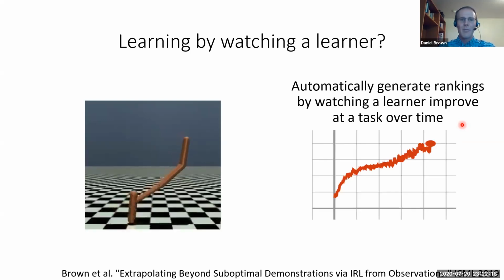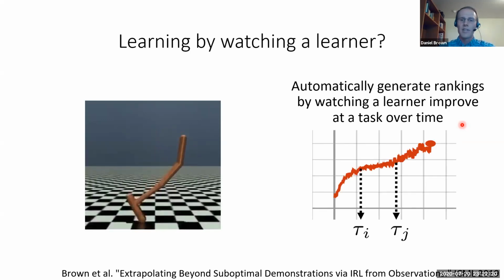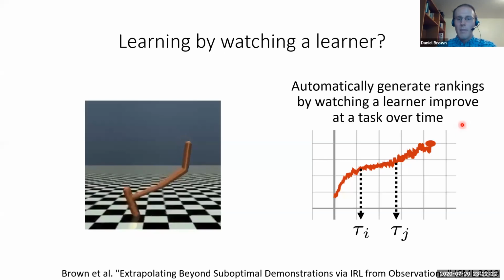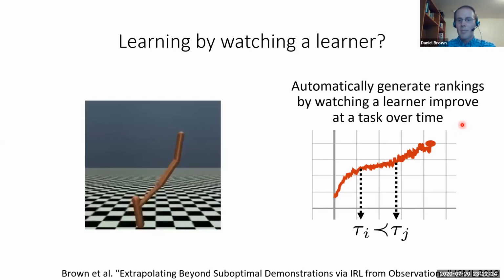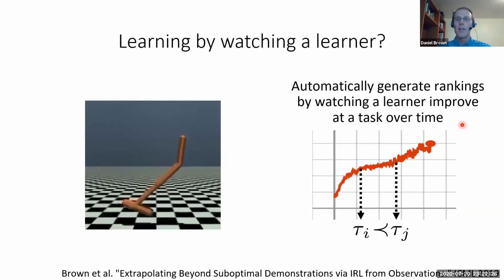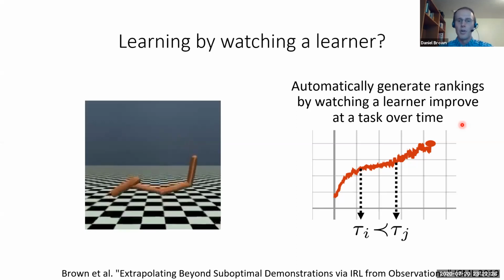So the idea here is if I'm looking at someone improving at a task over time, I can make the assumption that on average, something later is likely to be better than something earlier if this agent is improving. This gives us weak preference labels, which enables us to run T-Rex. And we showed in the dissertation document, as well as in our paper, that this works really well when watching an RL agent learn at a task.